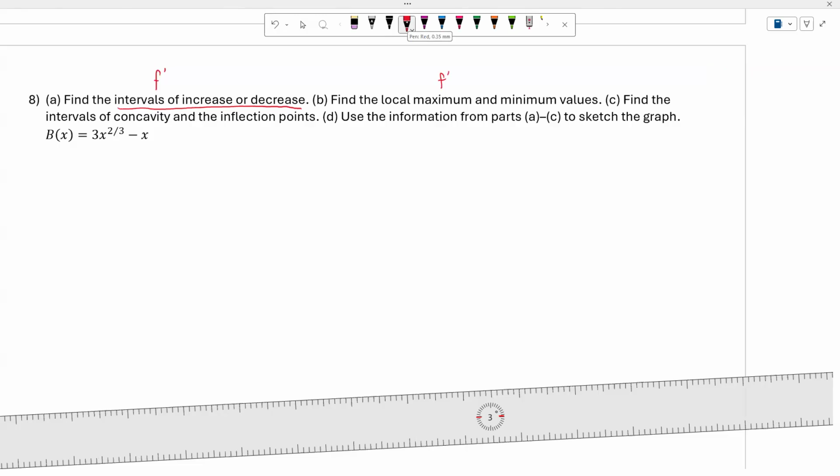For C, I would like to find the interval of the concavity. So when I see concavity, meaning now I need to work with the f double prime. And then use the information from part A and B, and then we would like to sketch the function. So therefore, when I work out this problem, what I would like to do is find the b prime and b double prime.